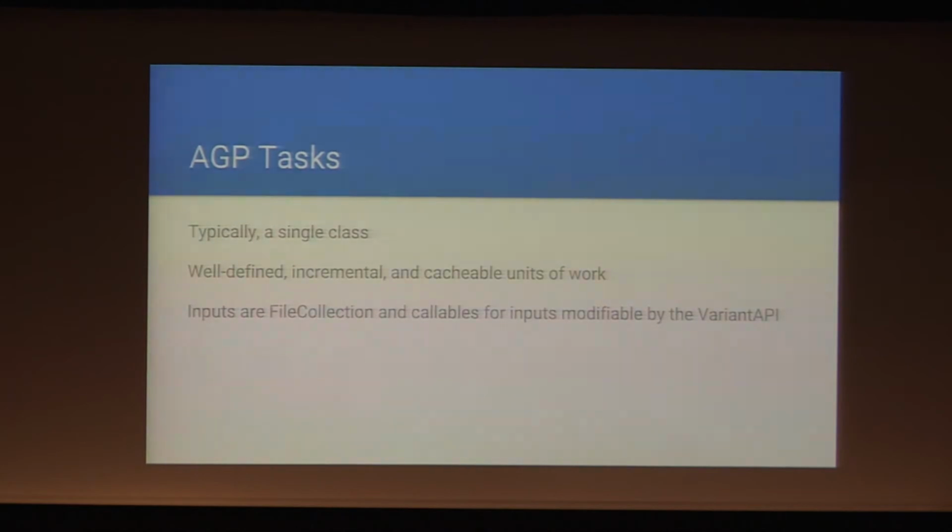Okay, so that was the part that concerned the APIs. But now let's see what the actual tasks are in the context of the Android Gradle plugin. Typically a task is just a single task. We try to make it a well-defined, incremental when possible, and cacheable unit of work. This is mostly to improve the build speed. Typically inputs are file collections, and callables for inputs that are modifiable by the Variant API that I mentioned.